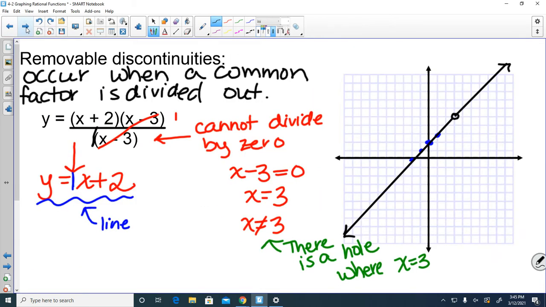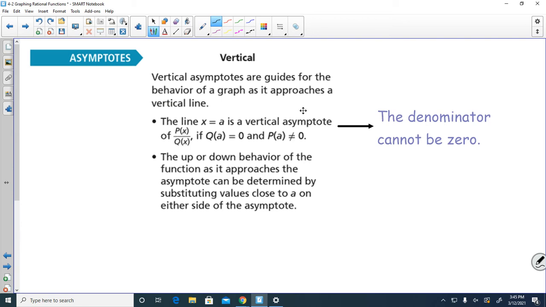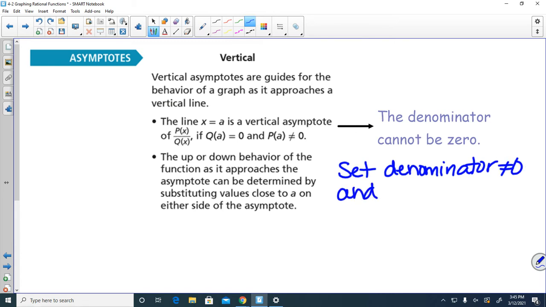So here's how we find vertical asymptotes. Vertical asymptotes are guides for the behavior of a graph as it approaches a line. So basically, the denominator of a rational function cannot be 0. So to locate a vertical asymptote, you need to set the denominator not equal to 0 and solve. That's where your vertical asymptote will be.